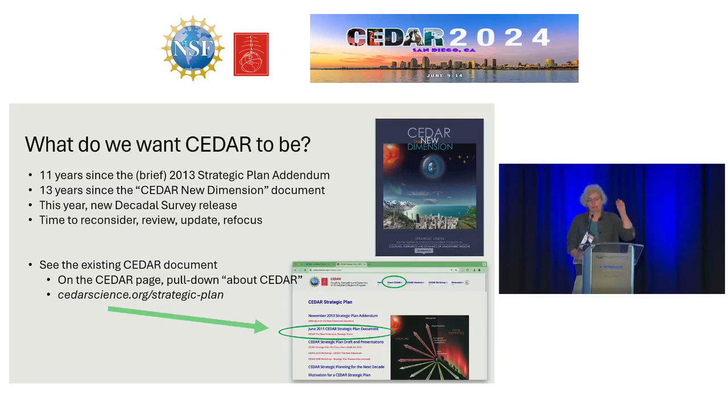If you pull down the About CEDAR menu, there's a little piece on the menu that says Strategic Plan, and that takes you to this page. What you want is the second one, the June 2011 CEDAR strategic document. That's the large document that was written in 2011. The authors wrote it in such a way that it could have addenda added to it. There's a very brief one from 2013, but it's only half a page. So the major document is this New Dimension document.